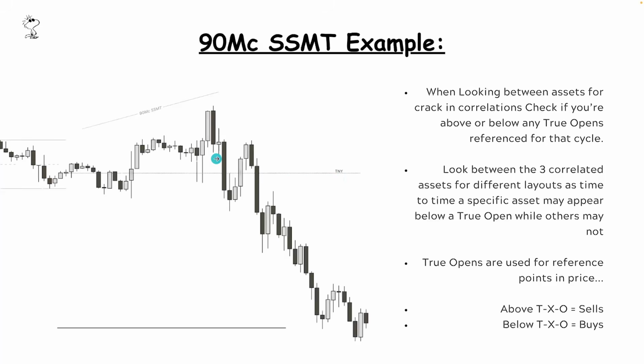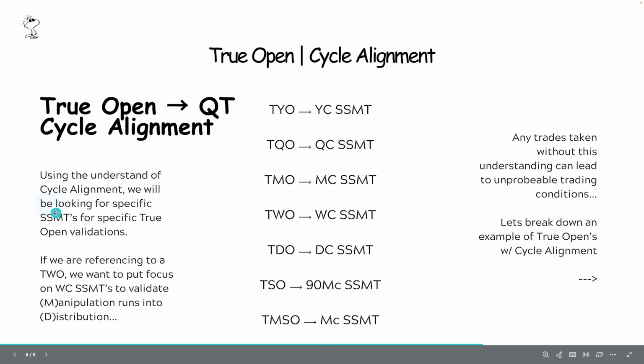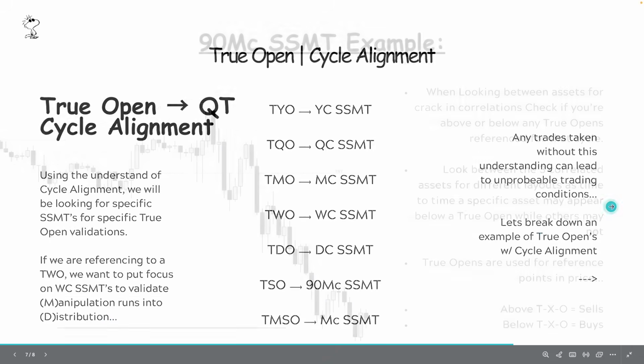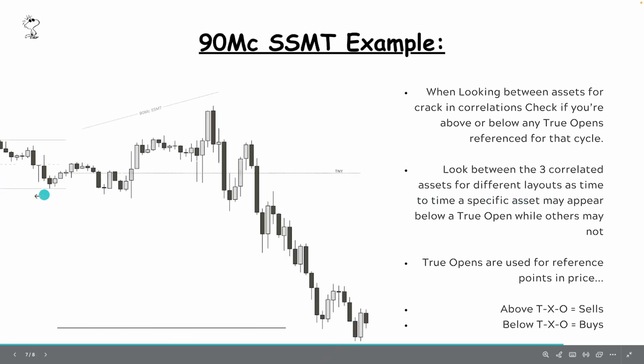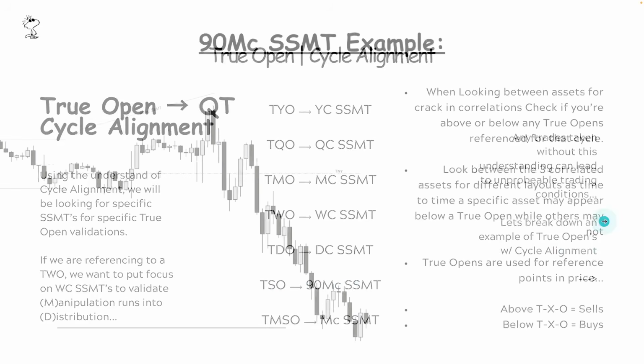So what do we expect? If we want to anticipate bearish prices, we want to see price accumulate, manipulate above the true opening price, and then distribute below the opening price. But in order to pivot from manipulation into distribution, we need the time frame aligned cracking correlation. So let's go back. If we're referencing true session opening, which is true New York, we want to see a 90-minute cycle SSMT. What do we have?